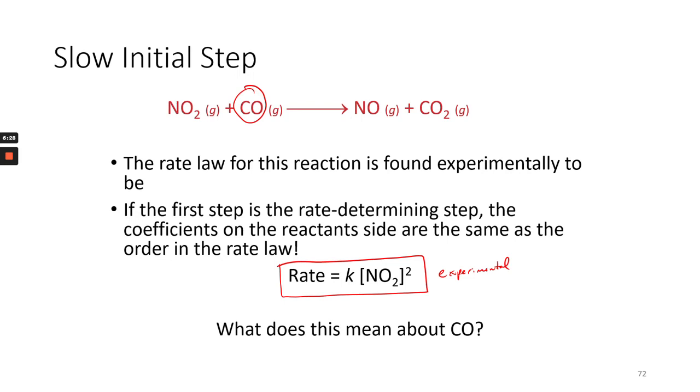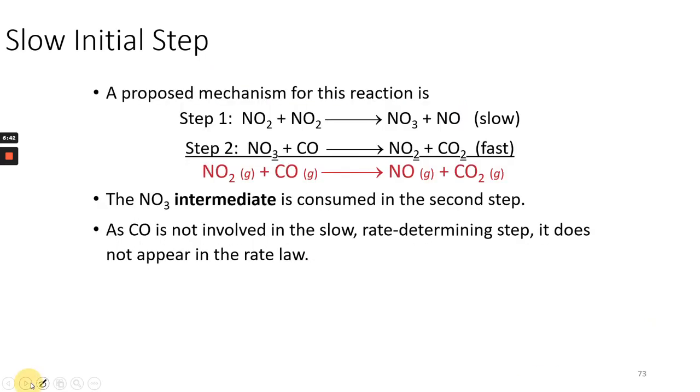Well, this is telling me that CO is not in the slowest step. Because remember, your rate law comes from the slowest step. So we have to propose some sort of mechanism. Okay, here is our net reaction. Because our rate law did not match this up, we knew that there were a couple of steps that had to be determined in order to get here.